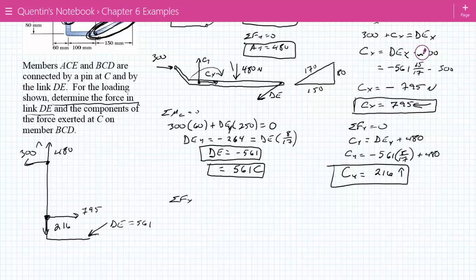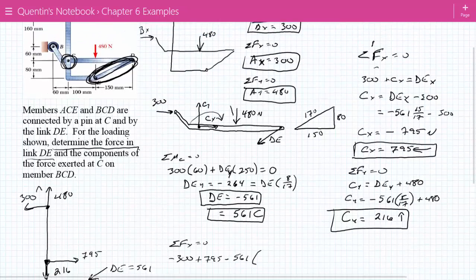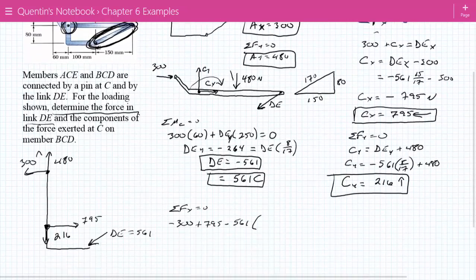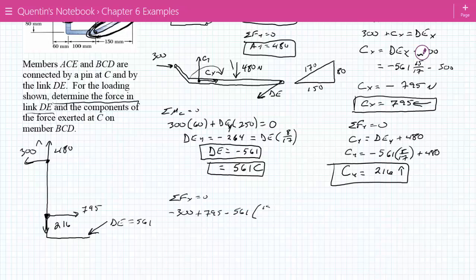So we'll take sum of the forces in X equals 0. So what do we have? We have minus 300 plus 795 minus 561. The X component of it is, where's my little triangle? Right here, it's 15 over 17, or 150 over 170. This is equal to 0. And this does give you that 0 is equal to 0, so that's all good.